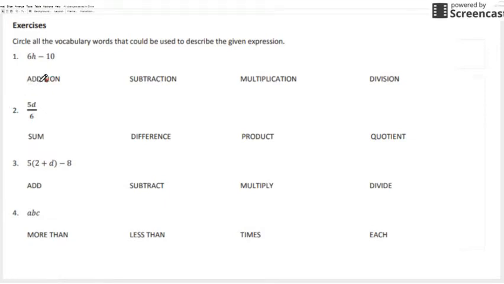Over here, it says addition. Is there an addition going on in this expression? The answer is no. Is there subtraction? Absolutely, so we would circle it. So here's our subtraction sign. Is there multiplication? Yes, there's multiplication going on because this is 6 times h. Is there division? No, there's not division going on, so only these two would be circled.